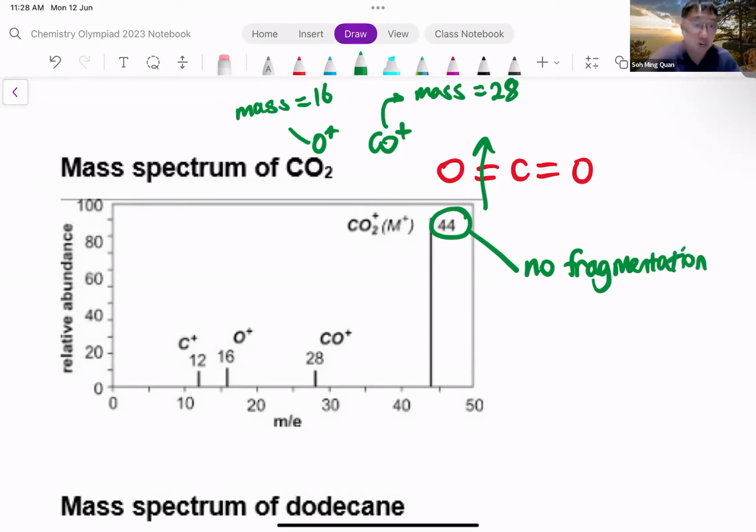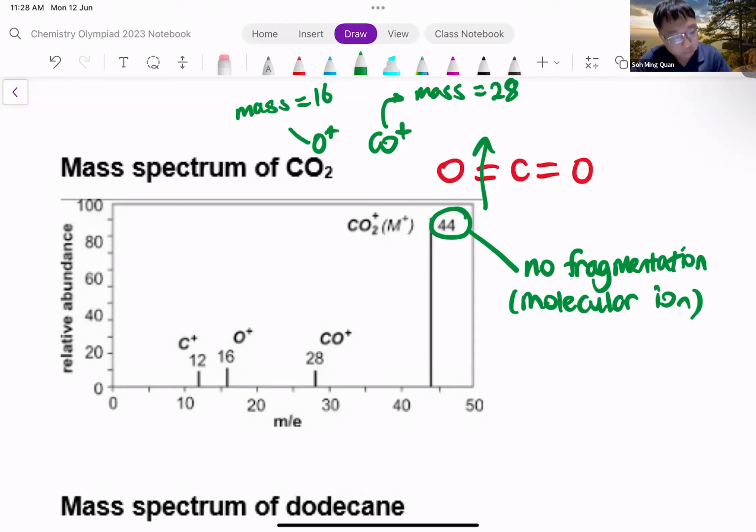The molecule didn't break up. Now, this is called the molecular ion. The molecular ion represents the molecule that didn't break up. So the mass is 44. Also, that's how we know it's CO2, because mass 44 is most likely CO2, right?